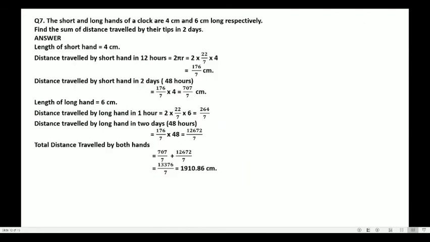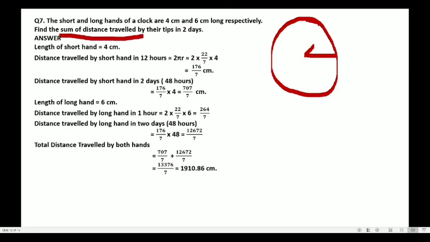Now here the short and the long hands of a clock are 4 and 6 centimeters long. So this is a clock, and the short hand and the long hand of the clock are given to us. Find the sum of the distance traveled by their tips in 2 days. So the length of the short hand is 4 centimeters. So the distance traveled by the short hand in 12 hours is how much? 2 pi r.